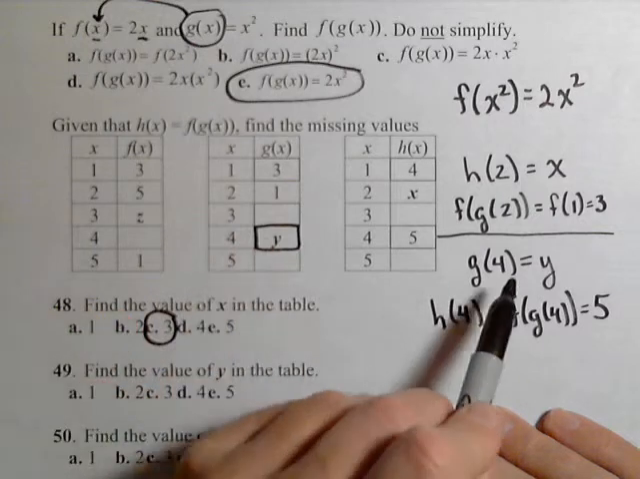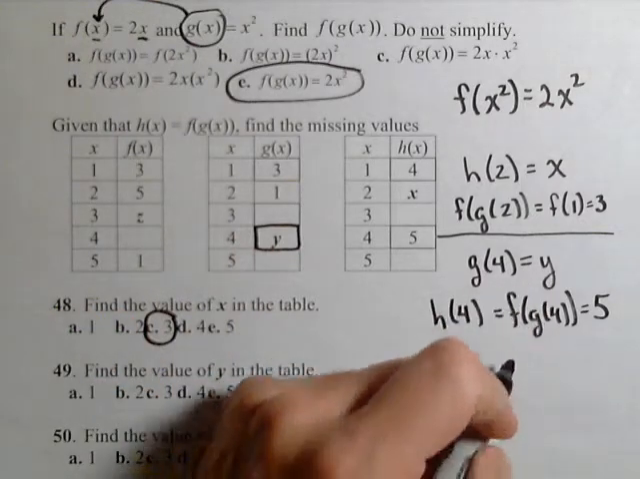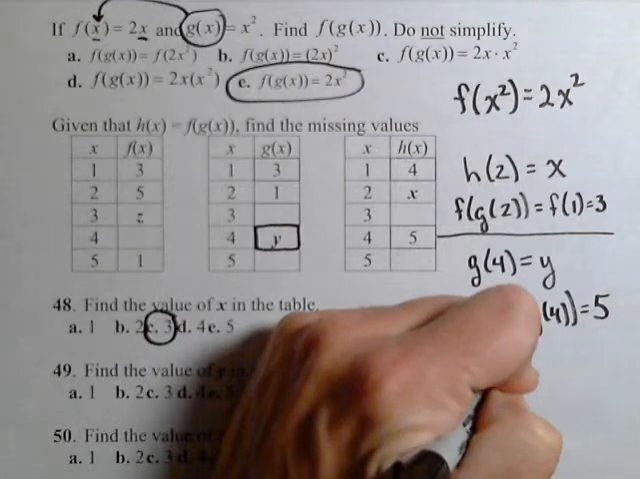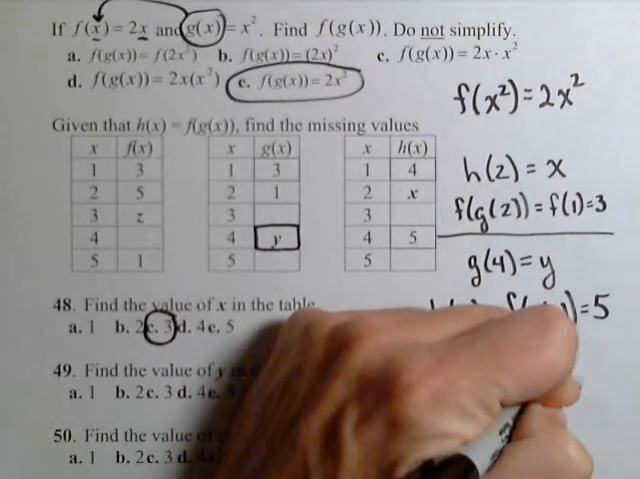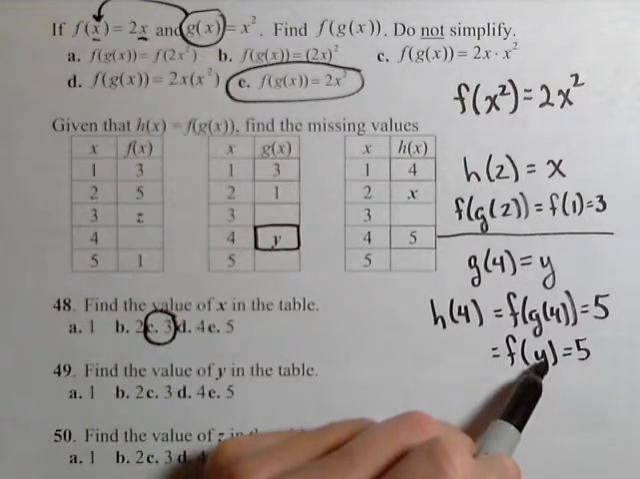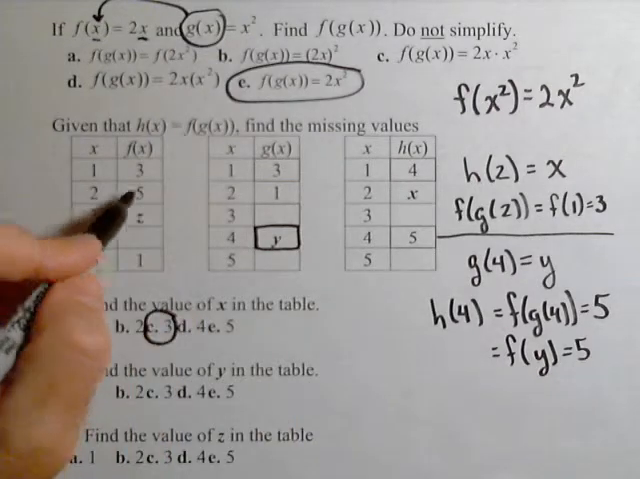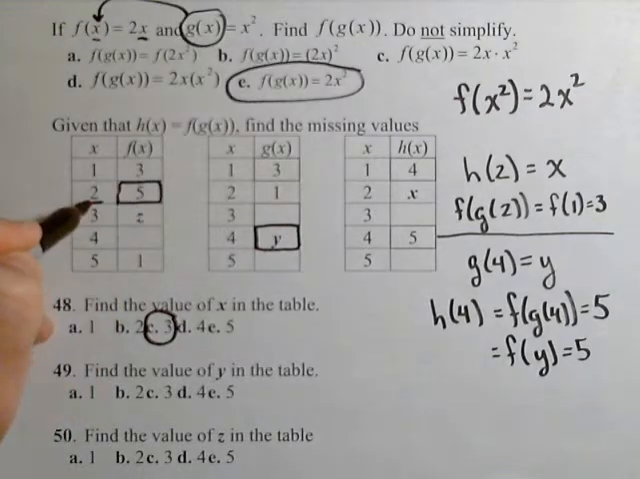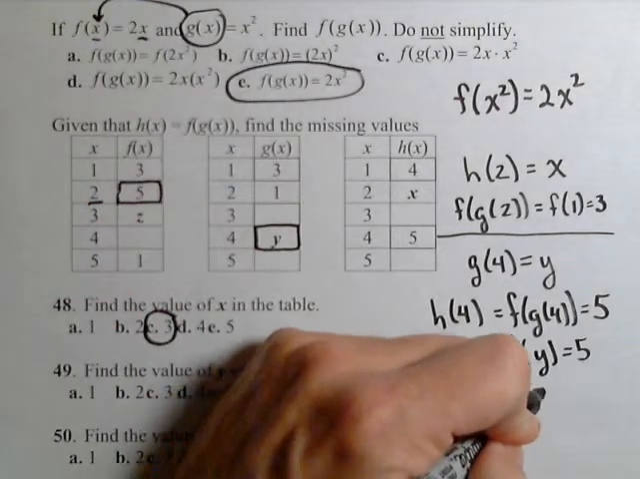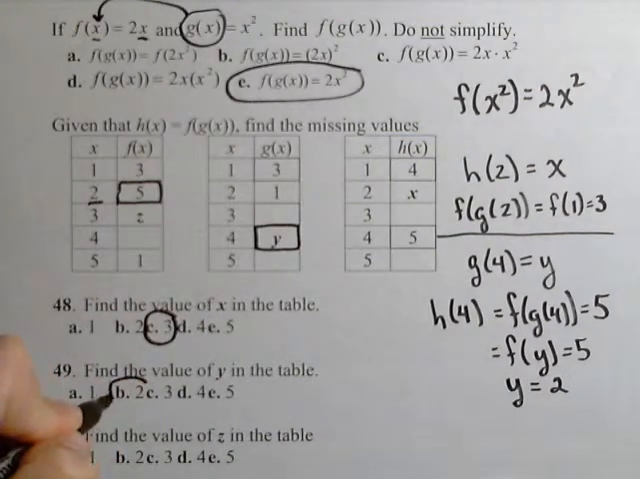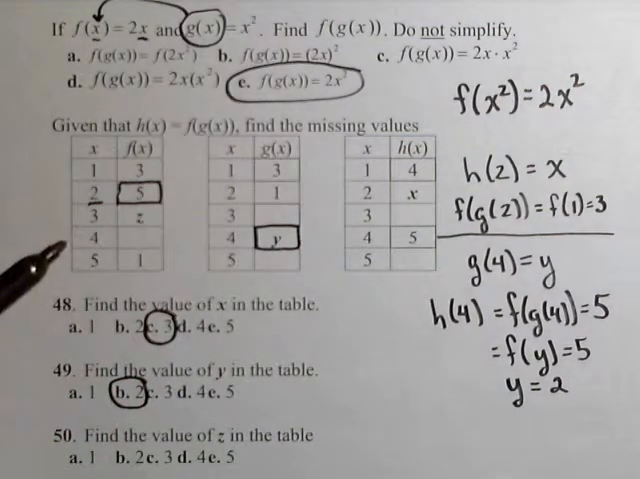That's all we're doing here. We know that g of 4 equals y, so I'm actually just going to substitute that in. So f of y equals 5. So what's the input to f that gives an output of 5? Well, f gives an output of 5 when its input is 2. So we get that y equals 2. Okay, so we're working backwards in this case.